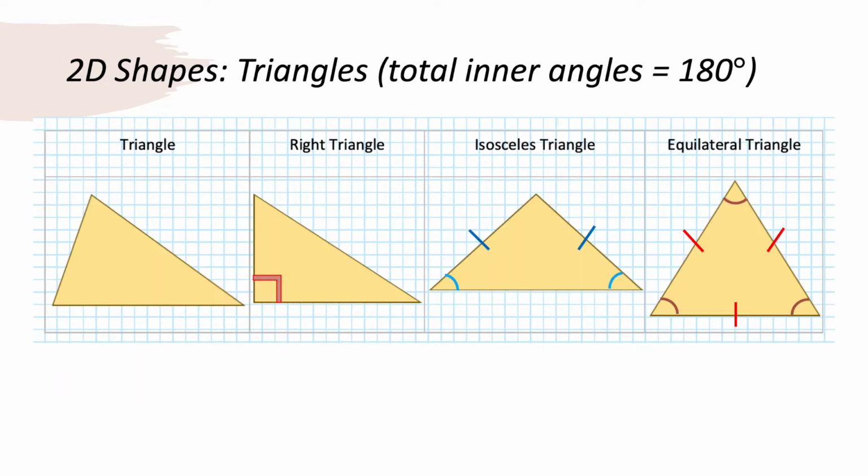Here are different types of triangles. When a triangle has a corner that is 90 degrees, it is called right triangle. If 2 side lengths are equal, simultaneously 2 corners have the same angle measurement, it is called isosceles triangle. If all 3 side lengths as well as all corner angles are the same, it is called the equilateral triangle.